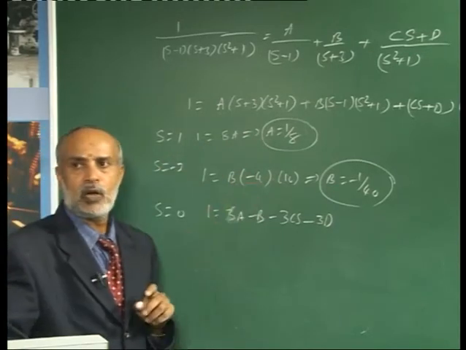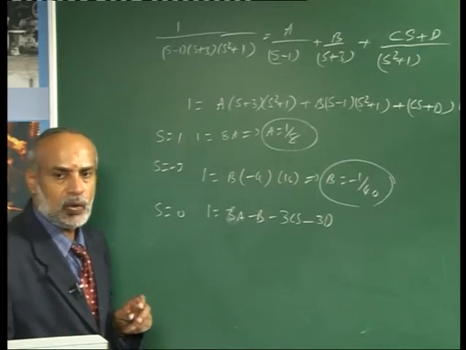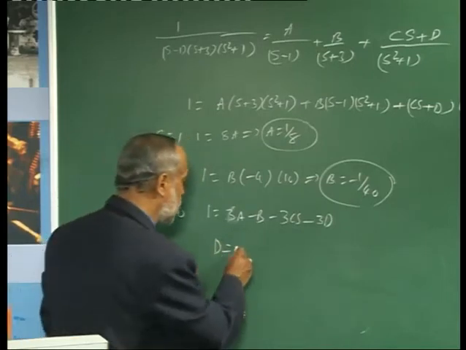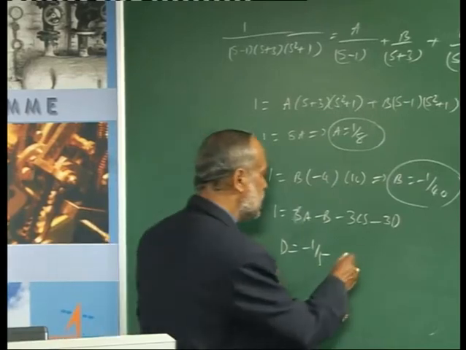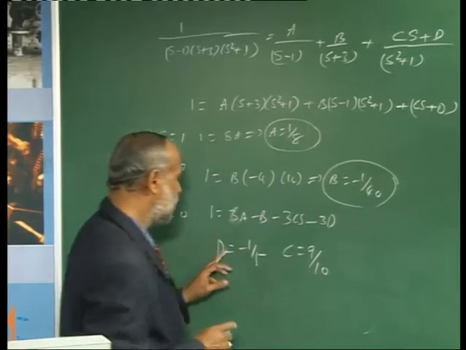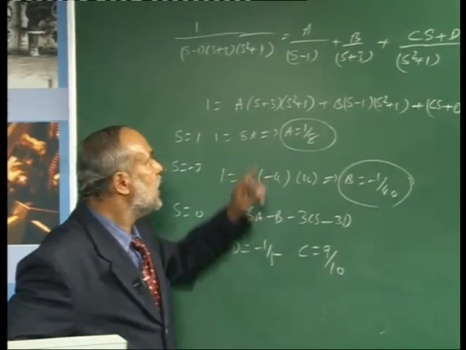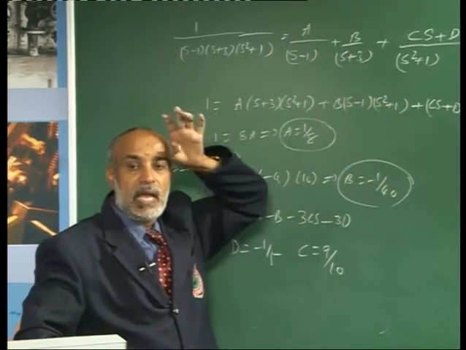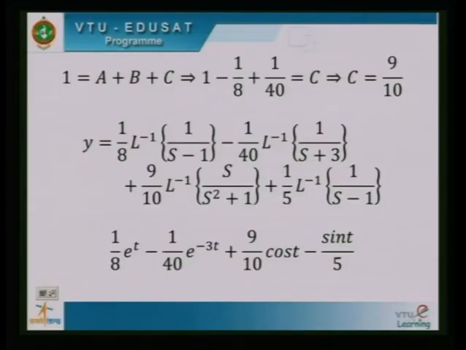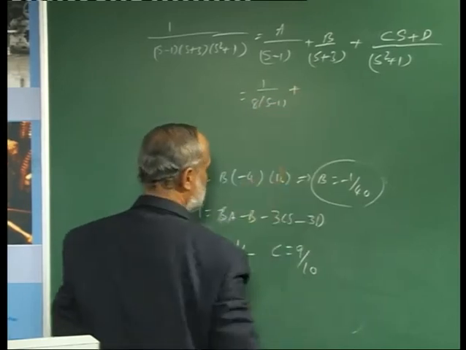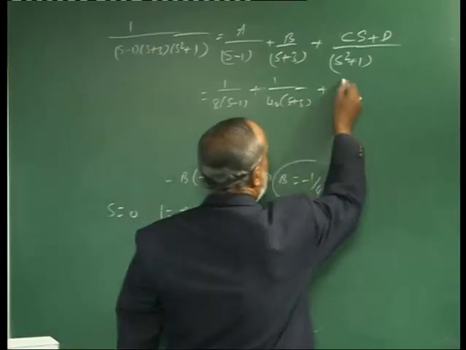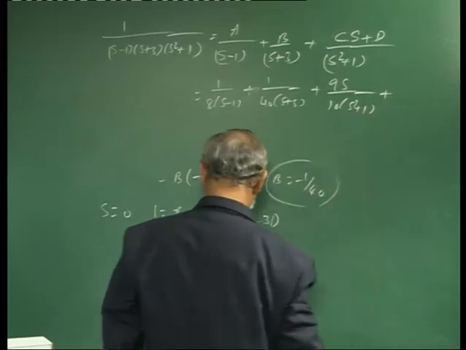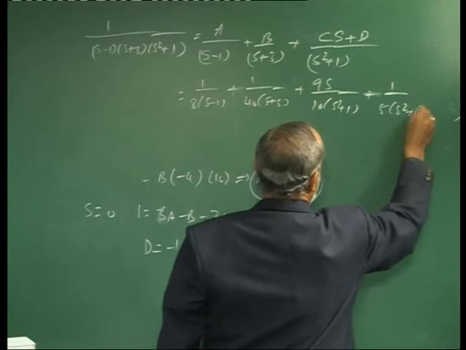You know A is 1 by 8 and B is equal to minus 1 by 40. Then what do you get? The D value is minus 1 by 5, and the C value is 9 by 10. Then you can substitute the A, B, C, and D values. What do you get? y equals 1 by 8 into 1 by (s minus 1), plus minus 1 by 40 into 1 by (s plus 3), plus 9s by 10 into 1 by (s squared plus 1), plus minus 1 by 5 into 1 by (s squared plus 1).